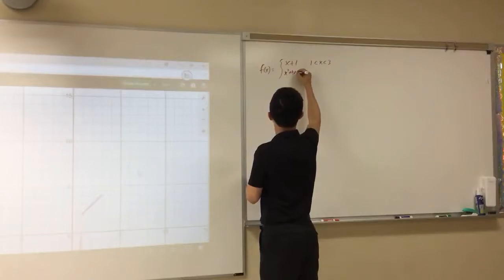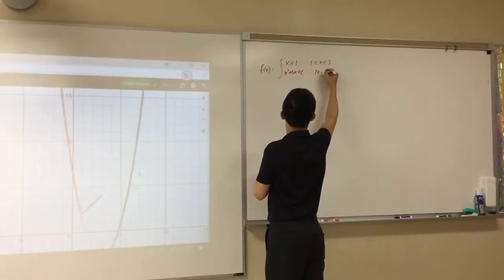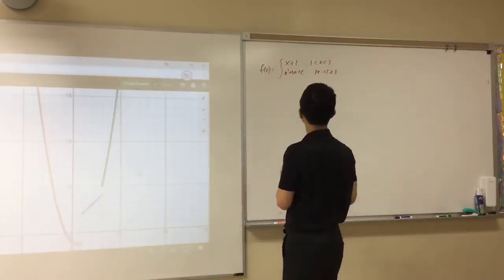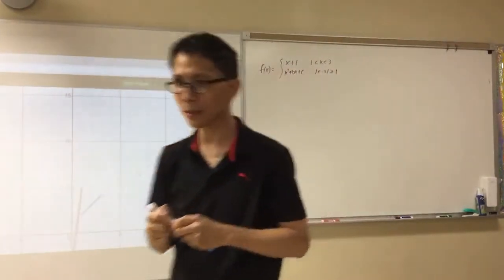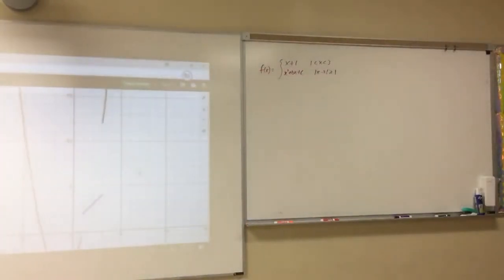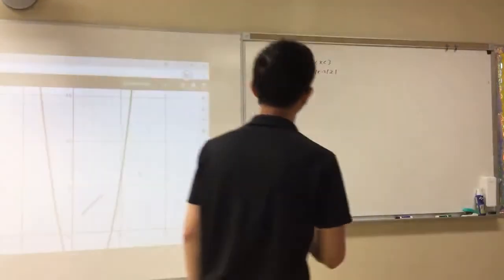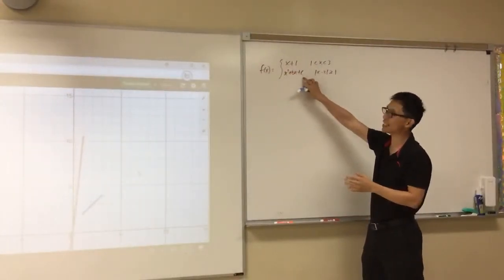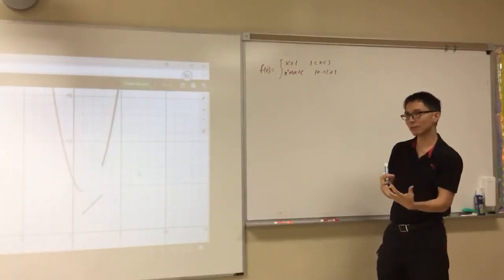X squared plus bx plus c, and then this one is what? Absolute value of x minus 2 is greater than or equal to 1. So the way they've written this question is very difficult to read. This is a piecewise function, and then the condition is going to be an absolute value. Okay, so now we have this function. We want to find the values of b and c to make all three lines connect. That's so difficult, right?